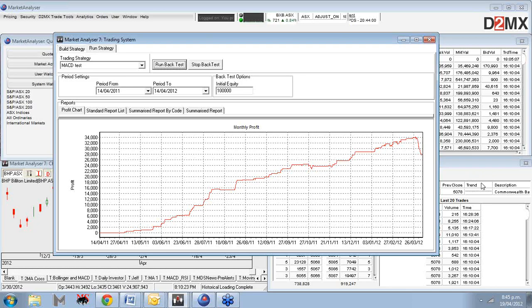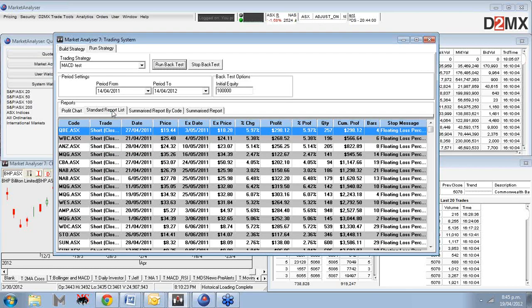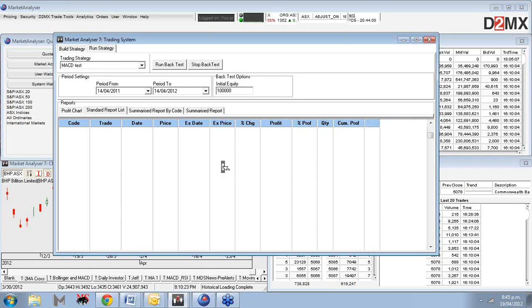Wayne's saying, having trouble confirming on a chart how the strategy can be confirmed, just to be sure it's doing what you want to do. It's not that easy to, as you say, to pick it across. It's a matter of picking out the dates. From your standard report list, you've got all the dates of the signals.